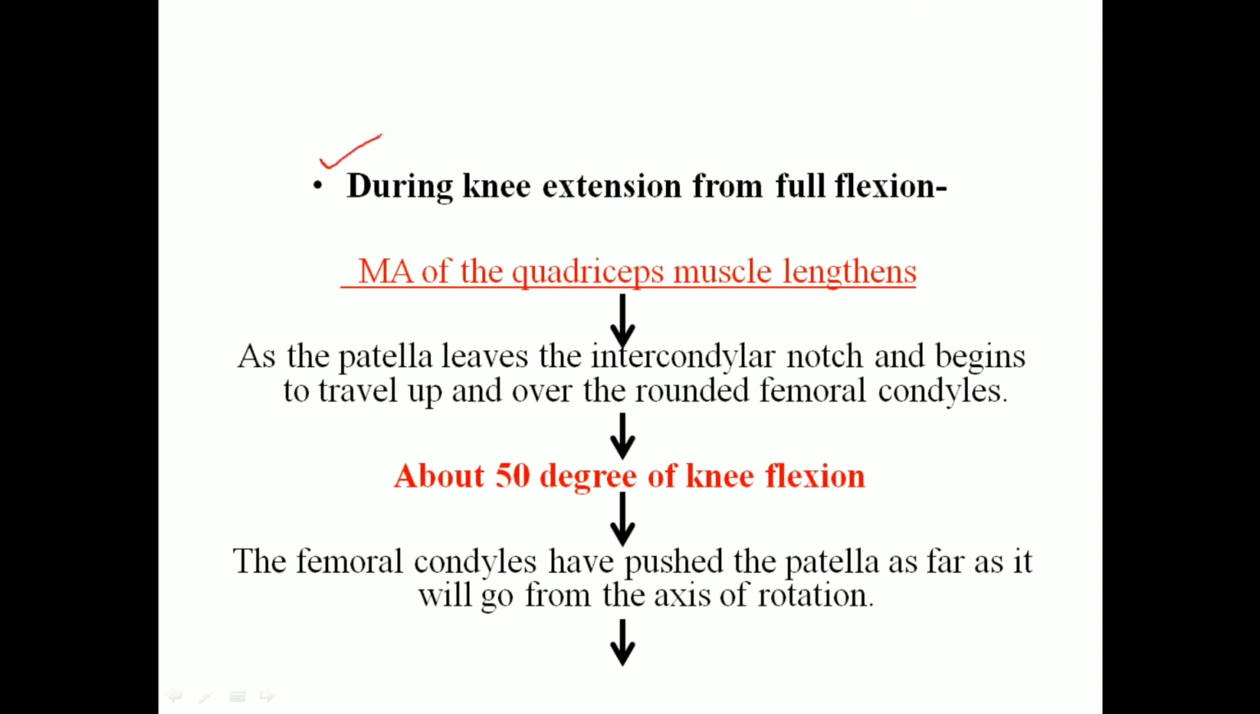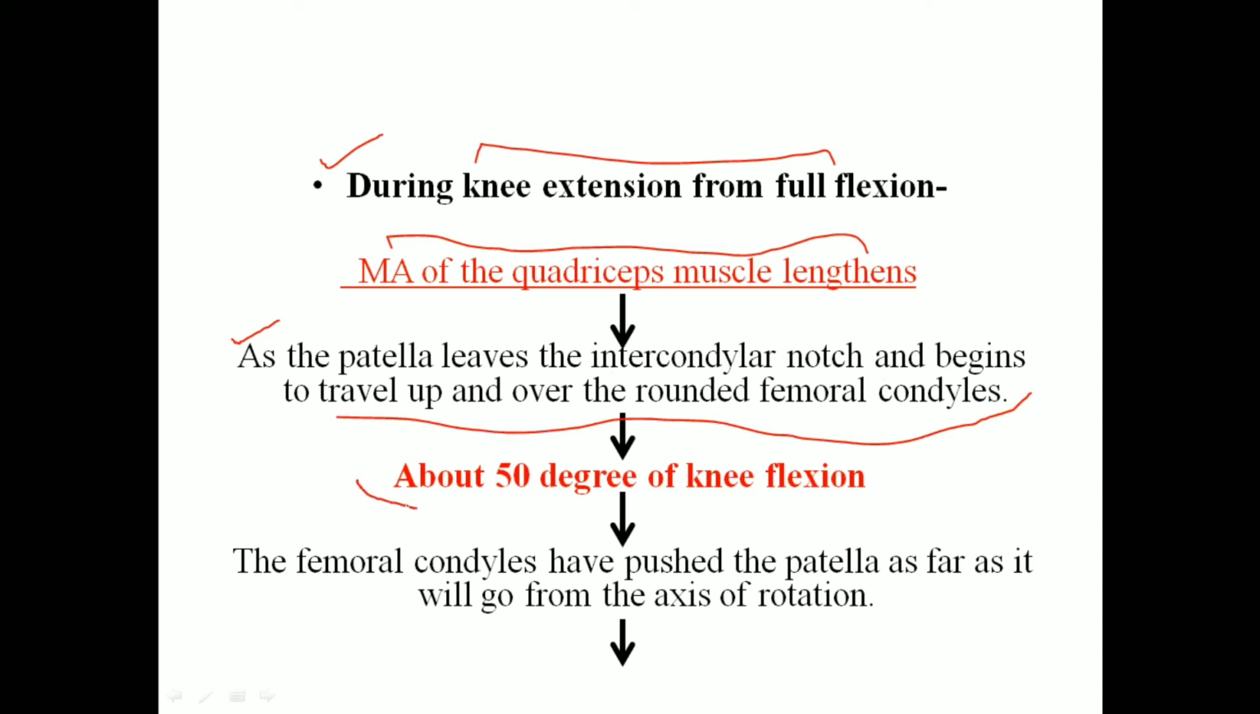Now, when our knee joint comes into extension from full flexion, what happens? Slowly the moment arm of the quadriceps muscle is going to be lengthened. The patella will start to come out of the intercondylar notch, and it will begin to travel up over the rounded femoral condyle. Okay, as we reach about 50 degrees of knee flexion, going towards extension, the femoral condyles have pushed the patella as far as it will go from the axis of rotation.